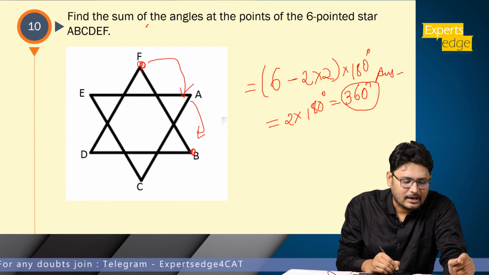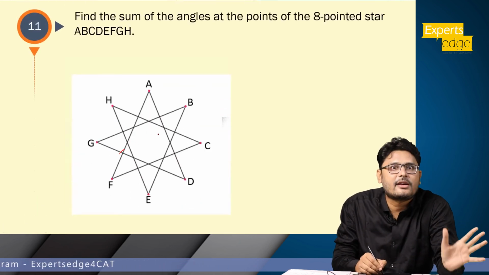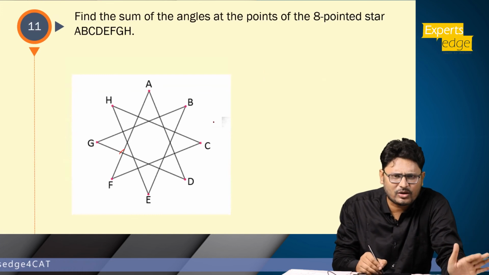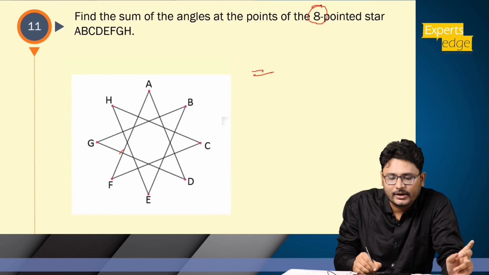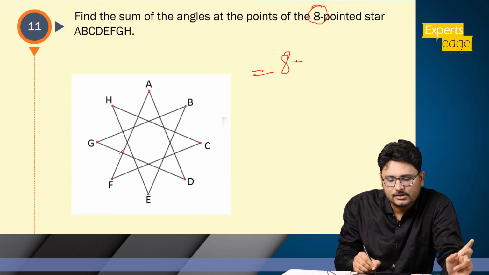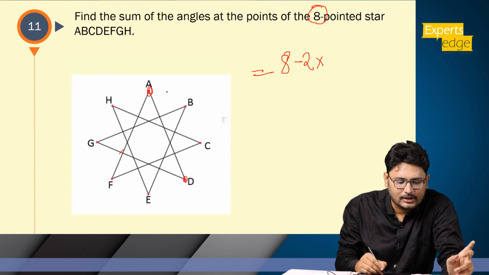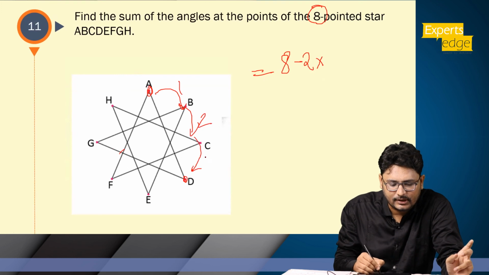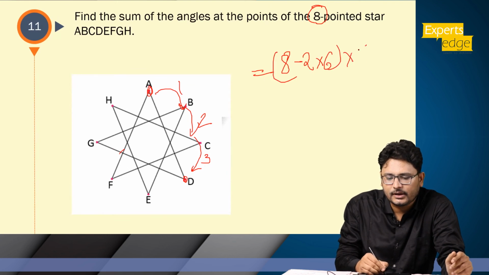Okay. चलो लास्ट क्वेश्चन. यू शुड ट्राई. ओके. बाप रे, तो गंदा सही स्टार है, बट बिलीव मी बहुत इजी क्वेश्चन है. मैं डायरेक्ट फॉर्मूला लिख रहा हूँ. कितने पॉइंटेड स्टार है? 8 पॉइंटेड स्टार. सो 8 माइनस 2 इंटू कितने गैप्स है? ए से लेट से मैं डी पे जाता हूँ. सो आई विल टेक जंप 1, जंप 2, जंप 3, राइट? 3 लेने पड़ेंगे. तो 8 माइनस 2 इंटू 6 इंटू 180 डिग्री.